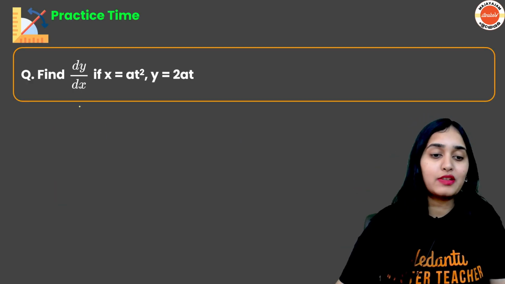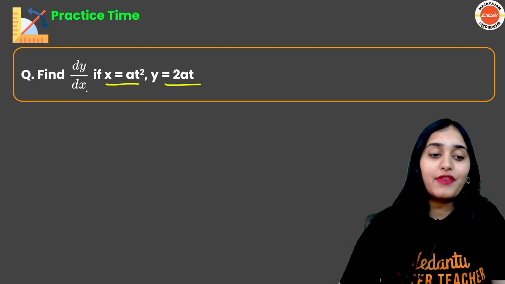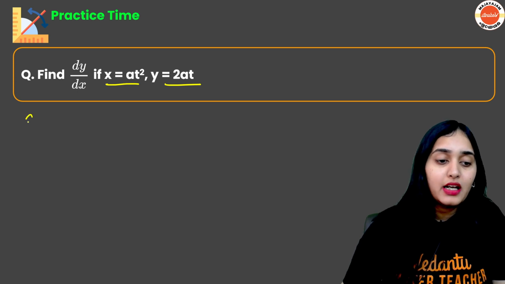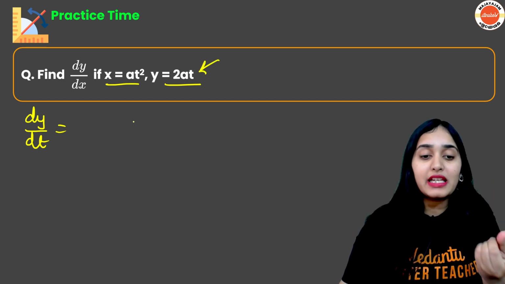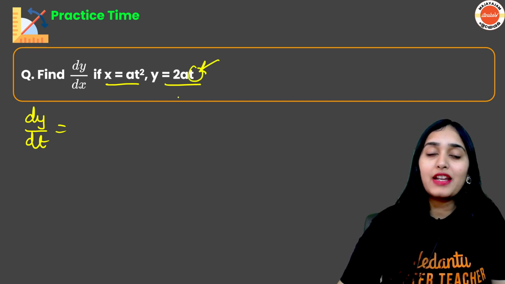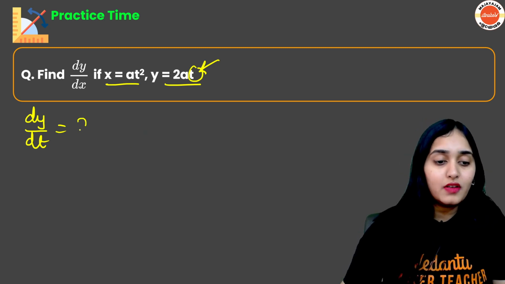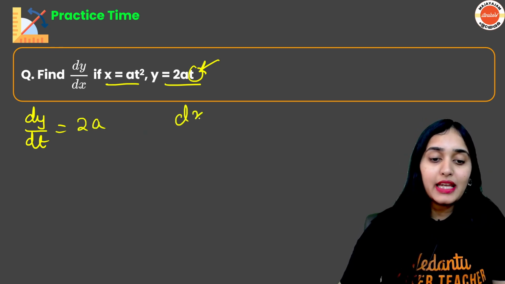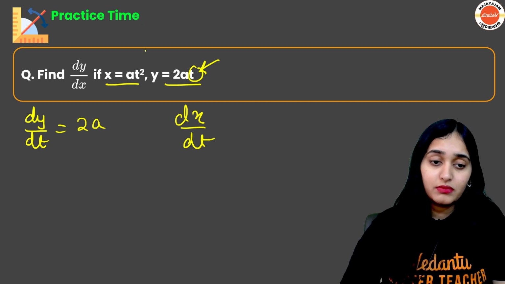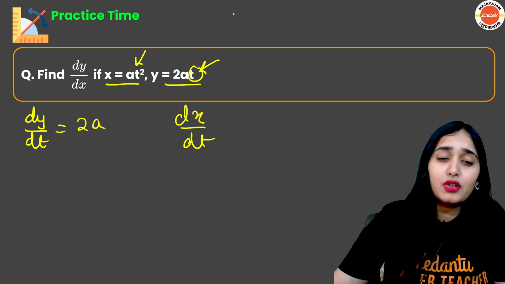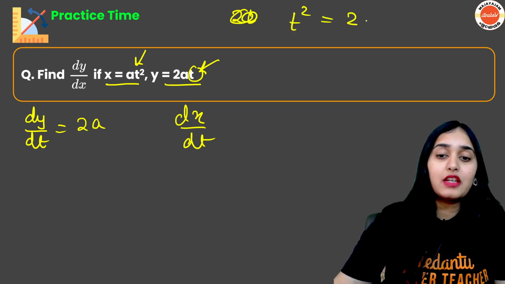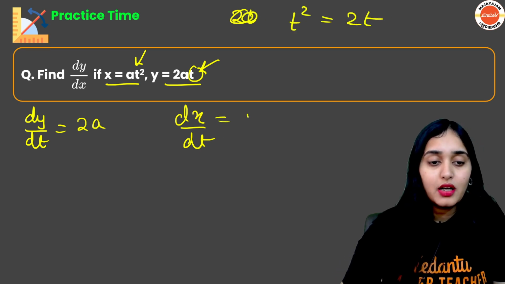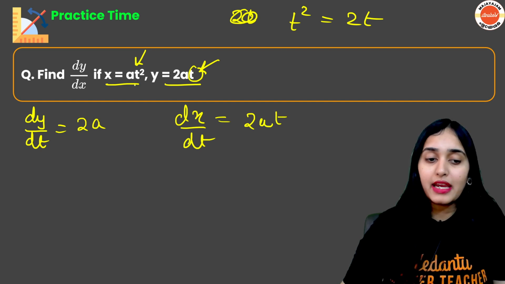Let me show you one more question. x is this, y is this, find dy by dx. So first you find dy by dt, which is basically differentiation of this with respect to t. If you differentiate t, you will get 1, right? So it will be 2a. Similarly, dx by dt, differentiate this with respect to t. So t square differentiation is 2t. So you will get 2at because a is also there.